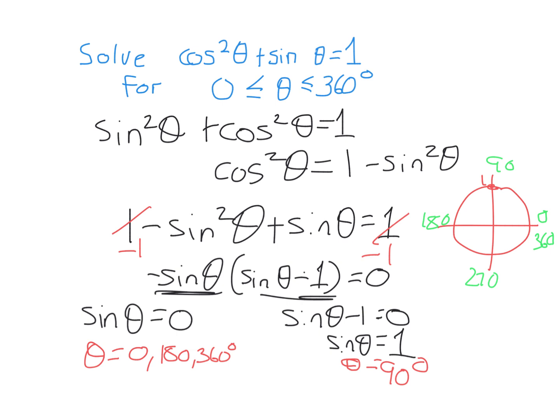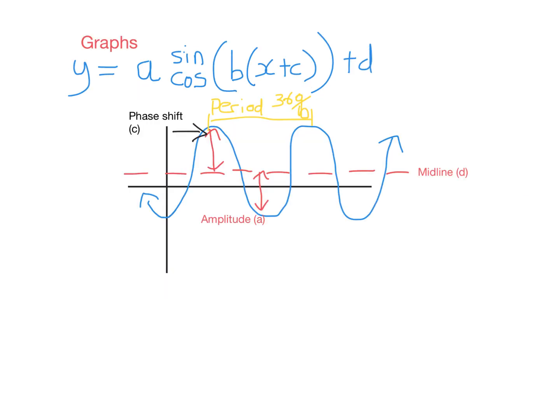All right, let's look now at graphs. So if we want to graph y equals a sine or cos of bx plus c plus d, the graph will always look like this. It's a periodic function, goes up and down forever. The values a, b, c, and d determine where the graph sits in the Cartesian plane. So d is the midline.